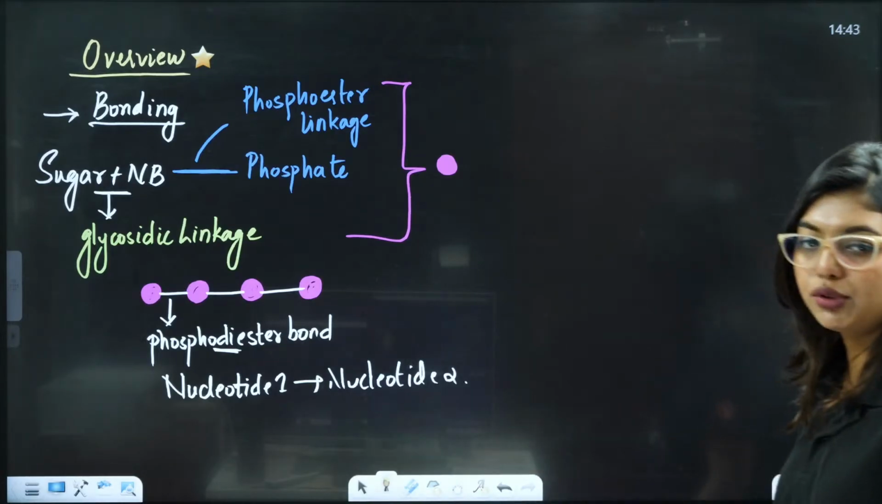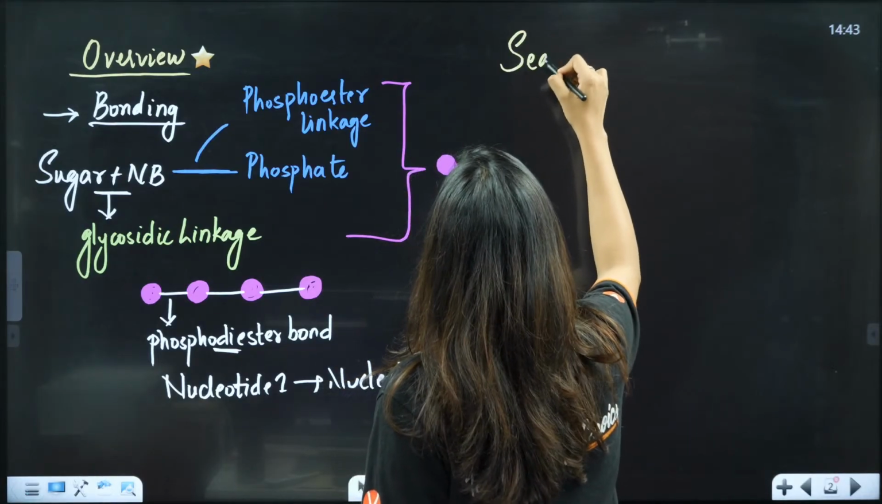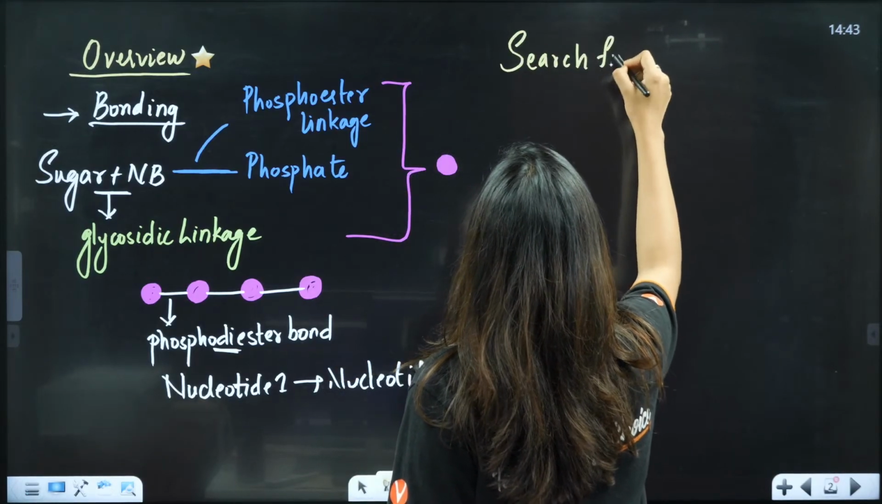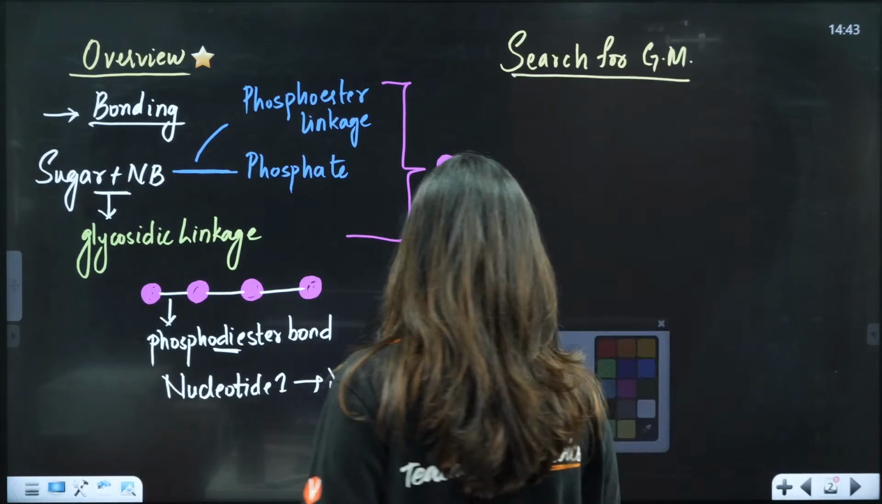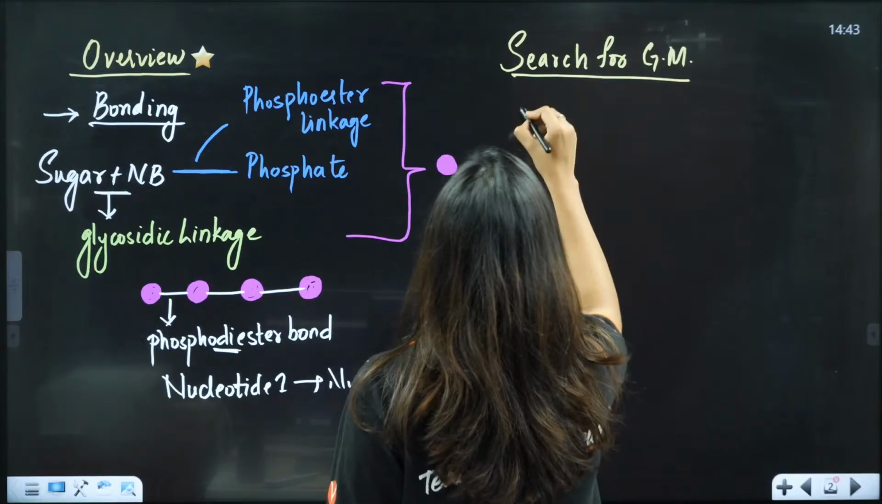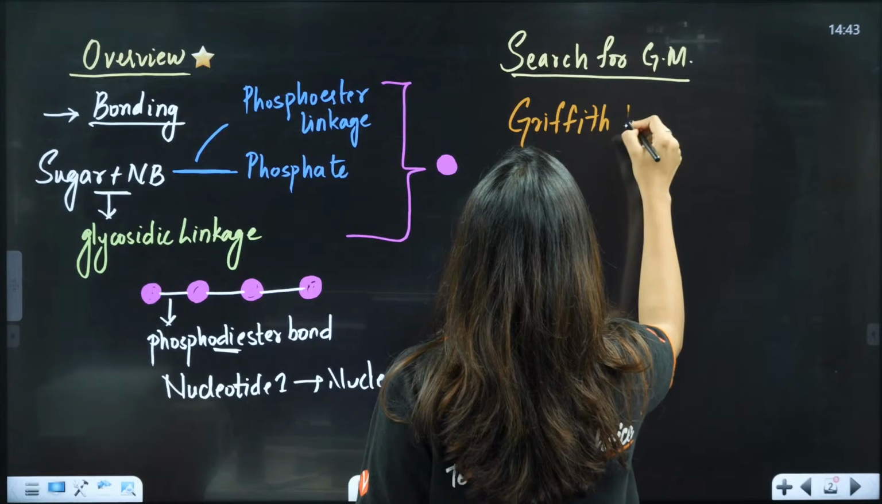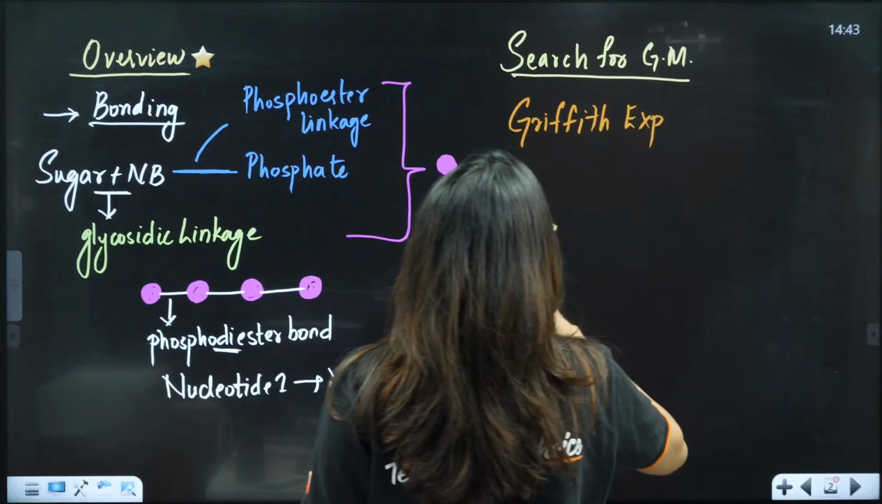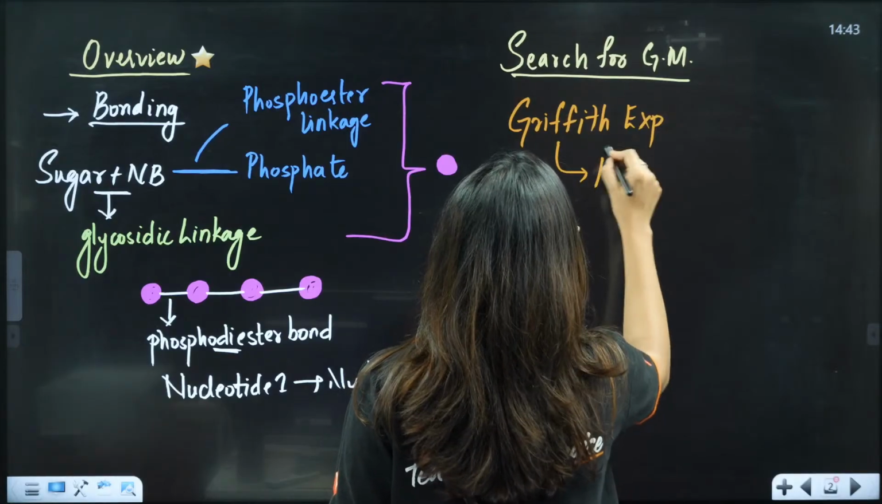So this was the overview that we learned yesterday. Then we learned about search for genetic material. Okay, search for genetic material. Students, we started with Griffith's experiment. Griffith's experiment is a very easy experiment. So in Griffith's experiment, he spoke about one thing that was called the transforming principle.